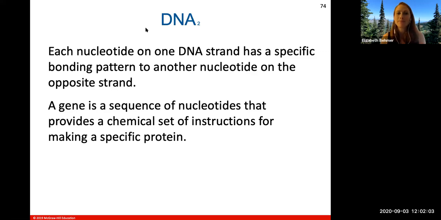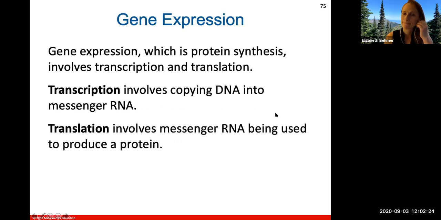bonding. A gene, when we talk about your genes in the human body, it's just a sequence of nucleotides that provide a chemical set of instructions for making a specific protein. So that's what DNA is. It's filled up with genes that provide instructions for making proteins. Expressing these genes is just another word for saying protein synthesis.